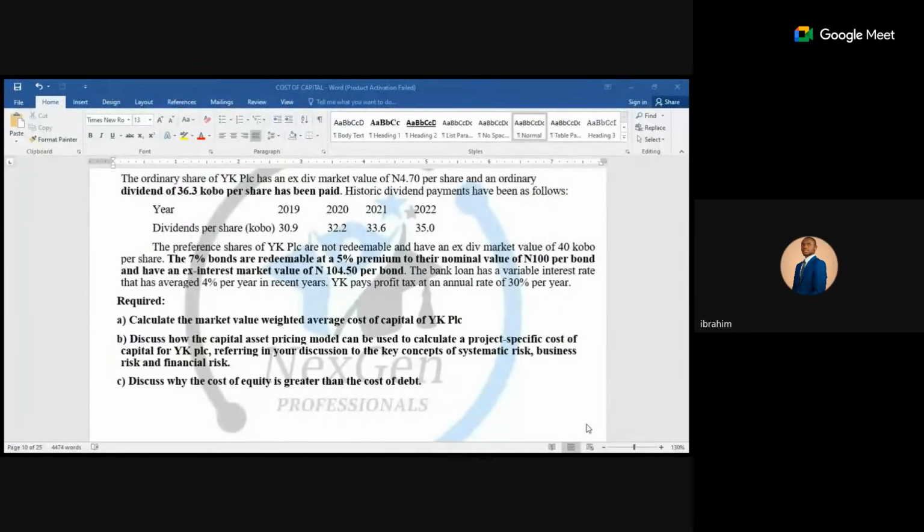You cannot control it as a company. It is affecting everybody. The cost of data is affecting everybody. The inflation rate is affecting everybody, all the businesses. That is systematic risk. This could be 2 marks, this could be 3 marks.